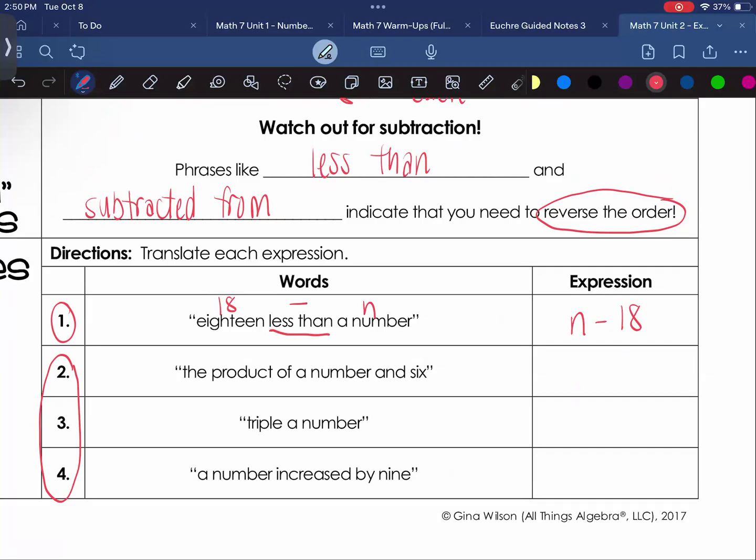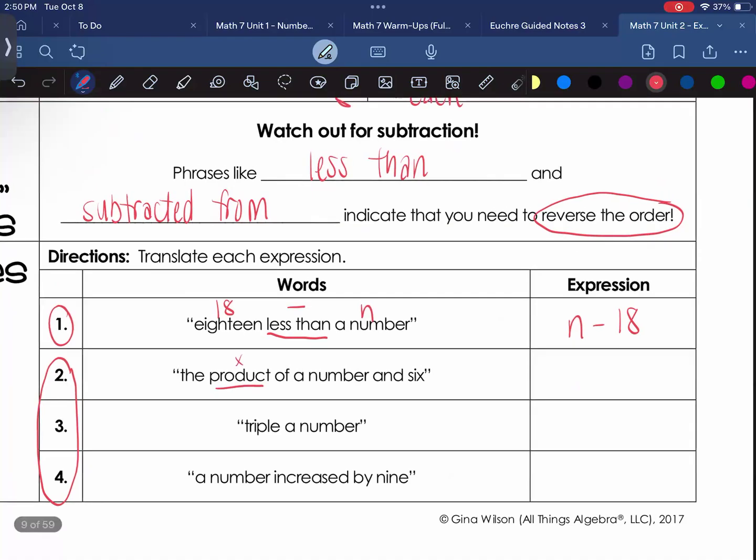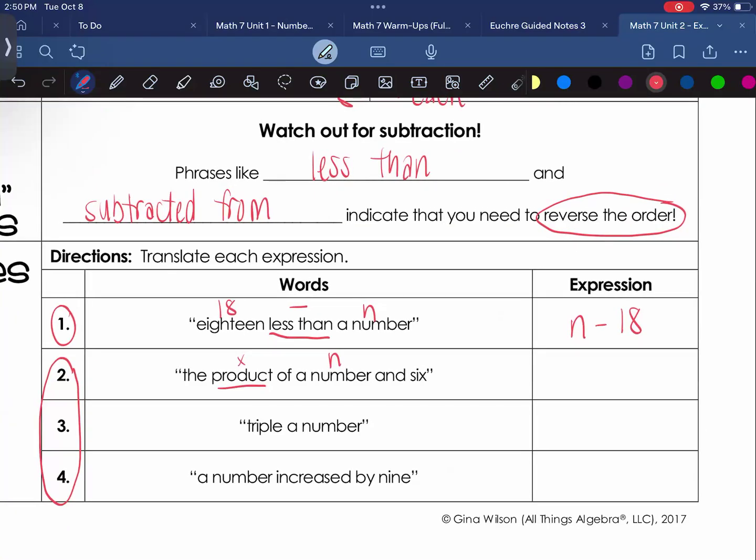So we have here the product of a number and 6. So product means to multiply. We're going to call that number n since we don't know what it is, and 6. So the product of n and 6 just means to multiply n and 6 together. So you could write it a few different ways. You can write n times 6.